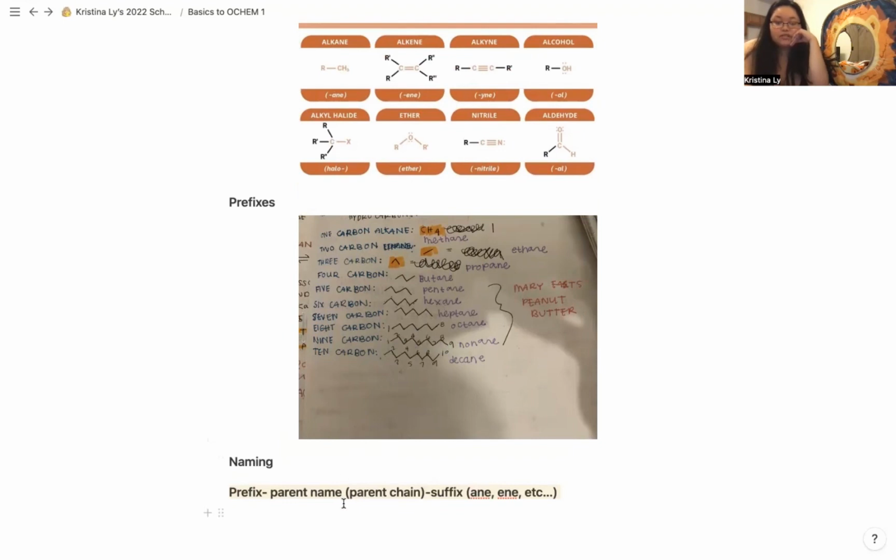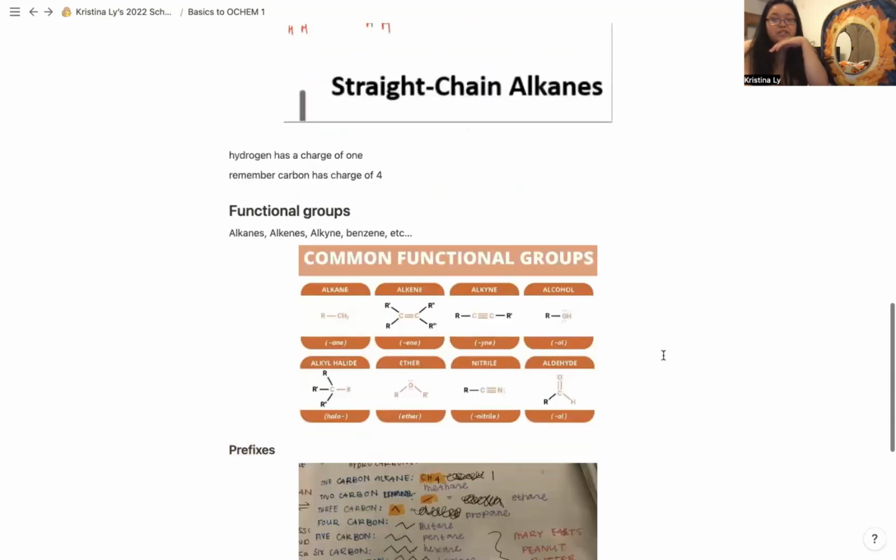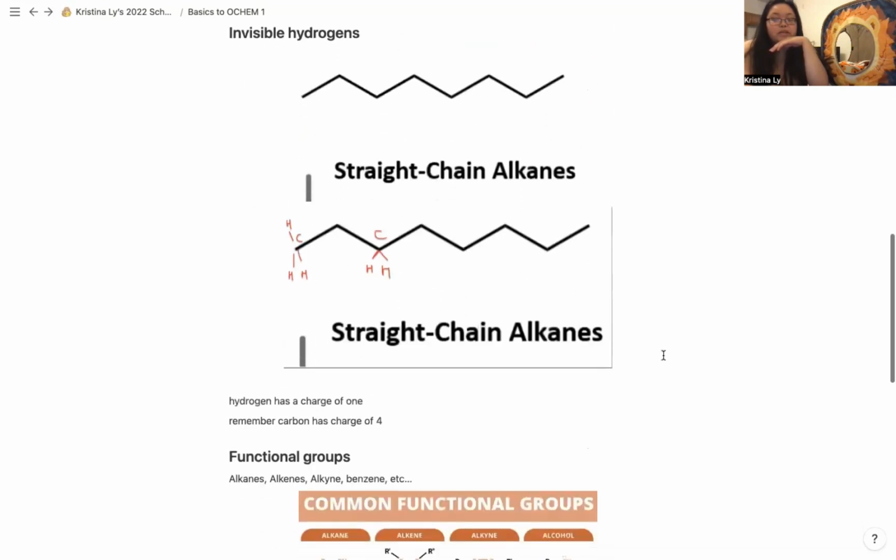When you have more complex structures, not a straight alkane, you'll need to find the longest chain on that structure, which will be considered the parent chain. So that's how you name it. And then you obviously have the suffix from what we said in the beginning.